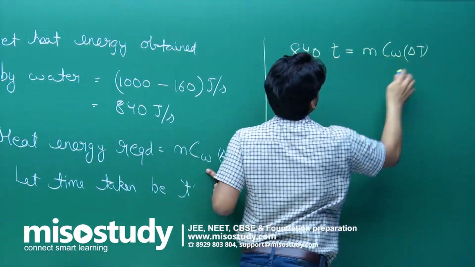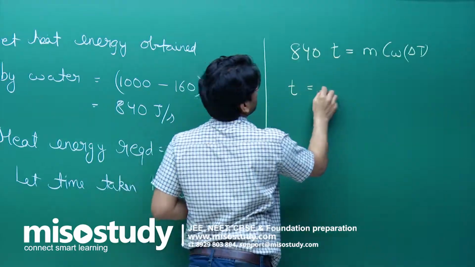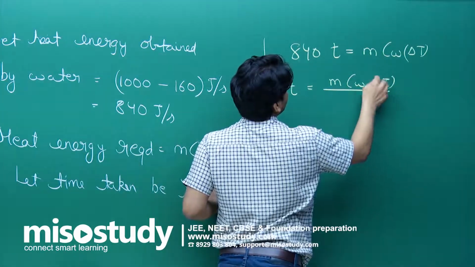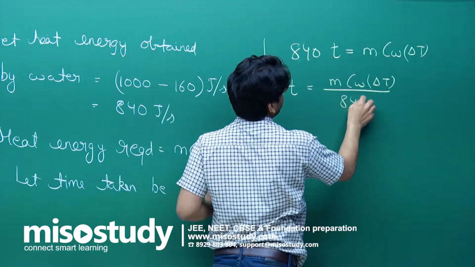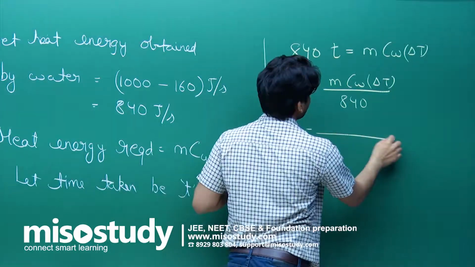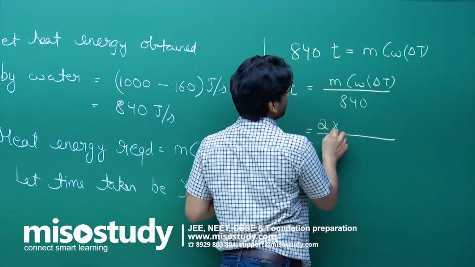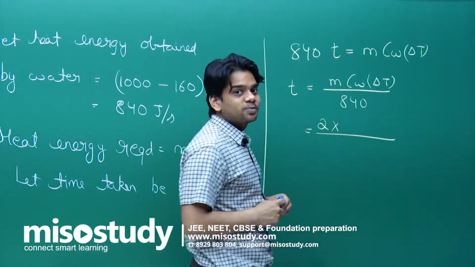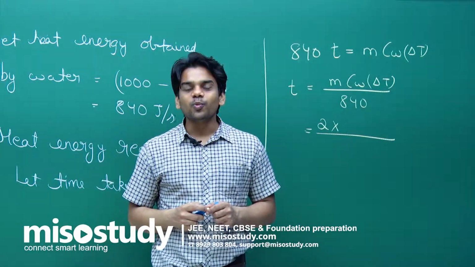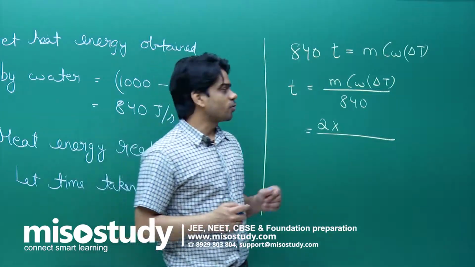From here, T comes out to be mCW delta T divided by 840. Clear? Not too tough to understand this. Mass you can use as 2 kg. CW, specific heat capacity of water, we know that it's 4200 joule per kg per degree Celsius. That is what we know.